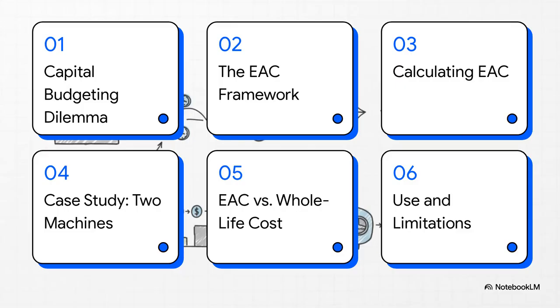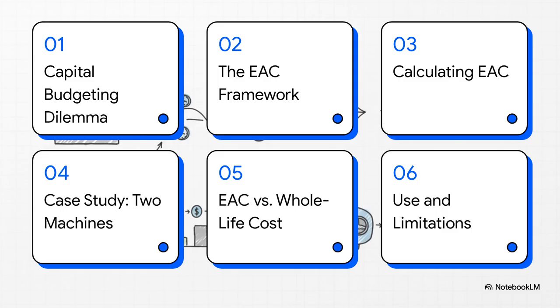So here's our game plan for today. We're going to start with why this dilemma is so tricky. Then we'll really unpack the EAC framework and get into the formula. After that, we'll put it to the test with our two-machine problem, clarify how it's different from a similar concept called whole life cost, and then wrap up with some really important limitations you've got to keep in mind.